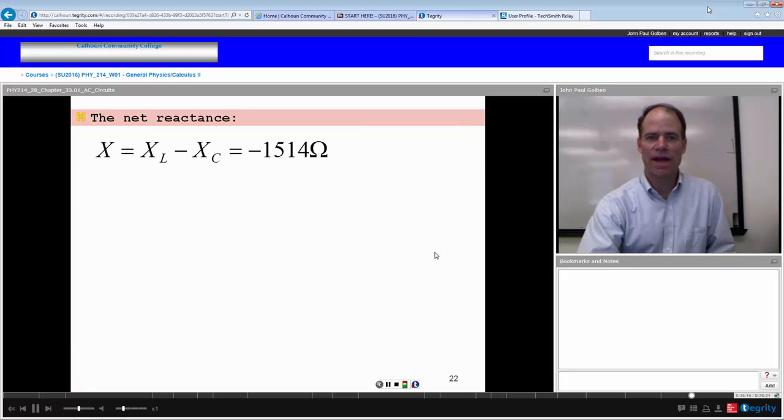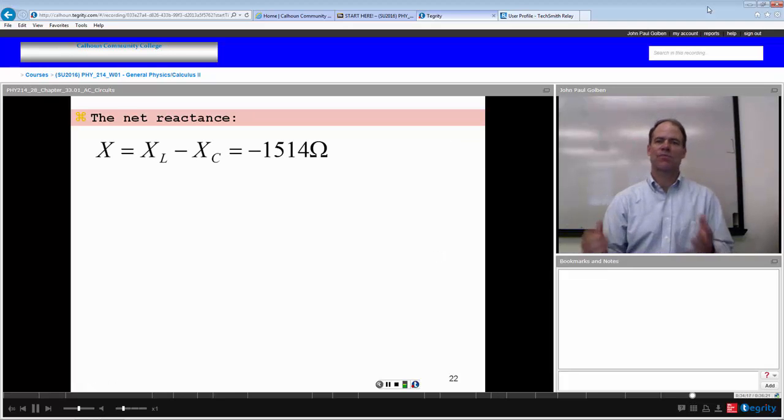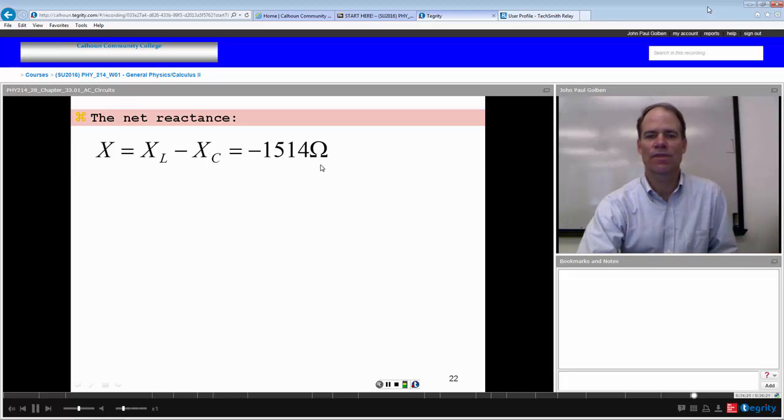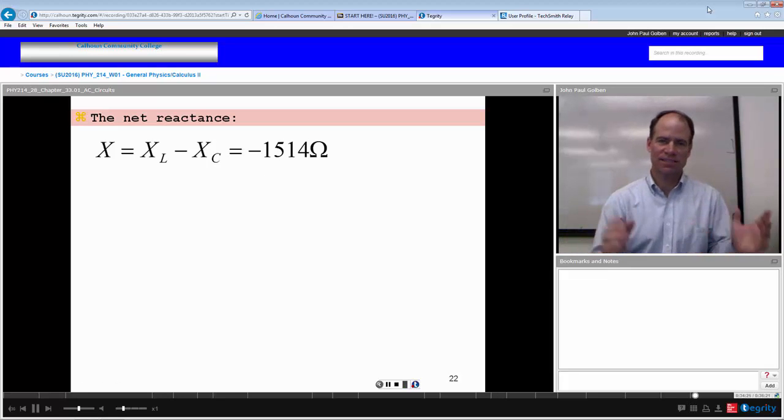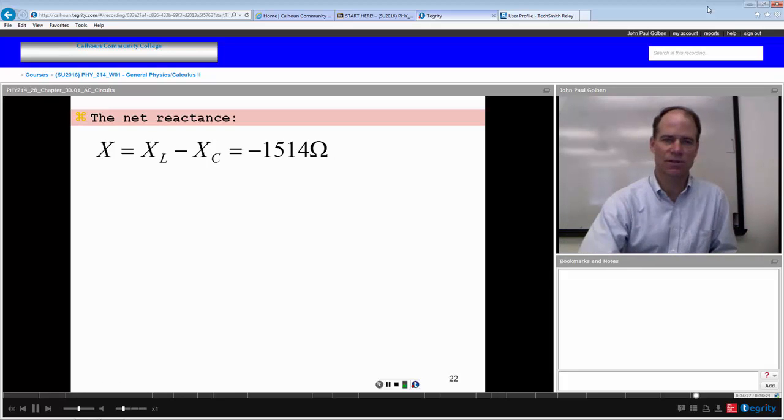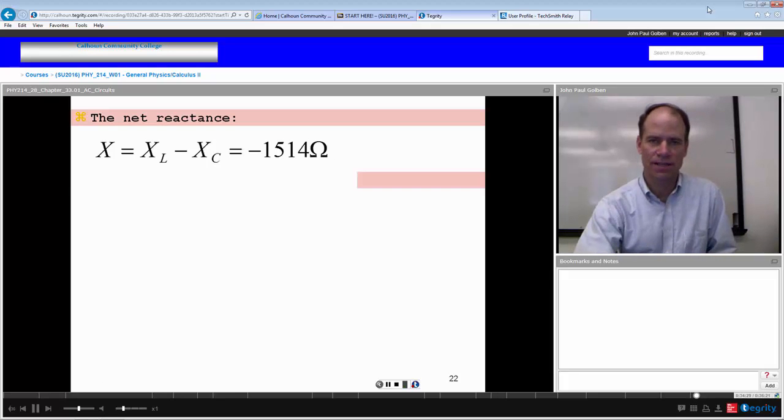The net reactance is the inductive reactance minus the capacitive reactance, which will give us a negative 1,514 ohms. And the fact that the net reactance is negative also means that this circuit is more capacitive than it is inductive.